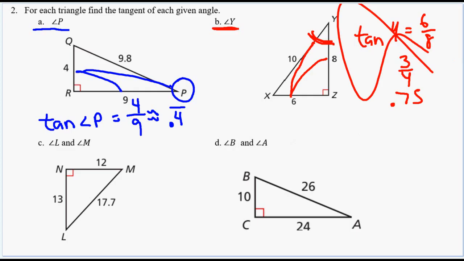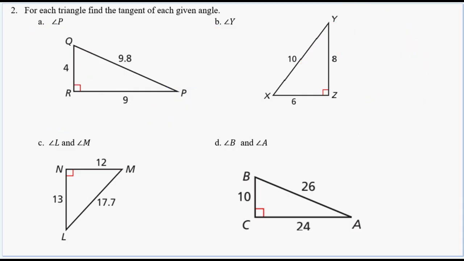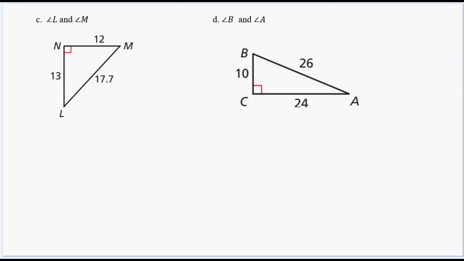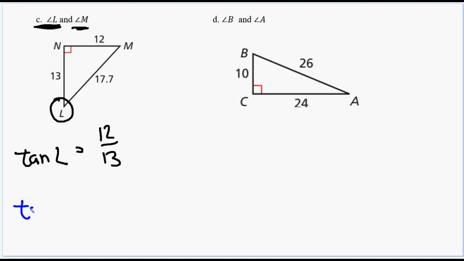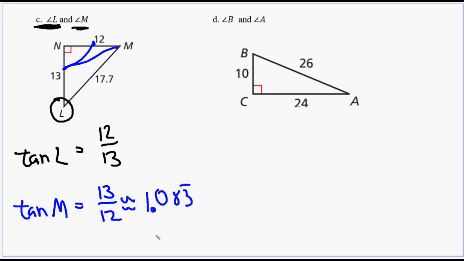And let me erase and move up so I have a little more room. There we go. Now here we get a double feature. First, angle L. Here's angle L. The tan of L is opposite 12 over adjacent 13. The other one is M. Tan of angle M is opposite over adjacent, just the reciprocal of what we found above. So this one, 13 over 12, is about 1.083 repeating. The 12 over 13 is about 0.923.